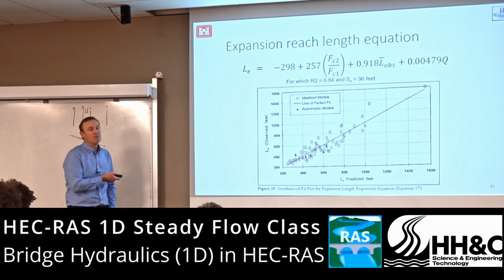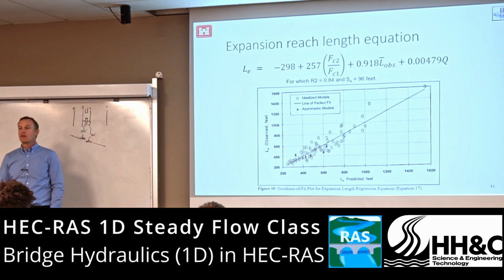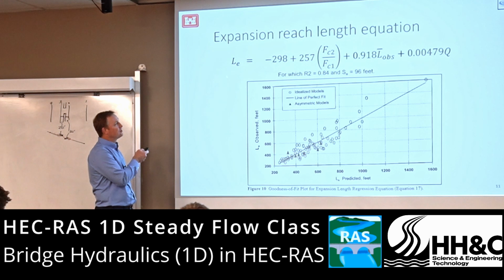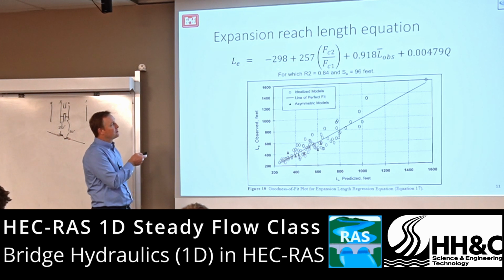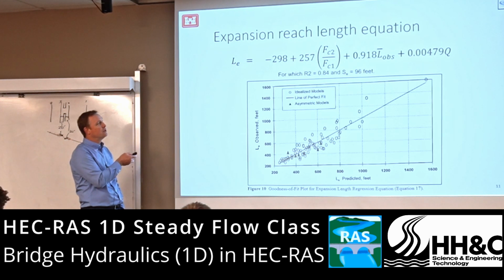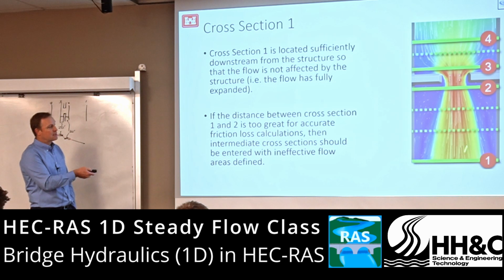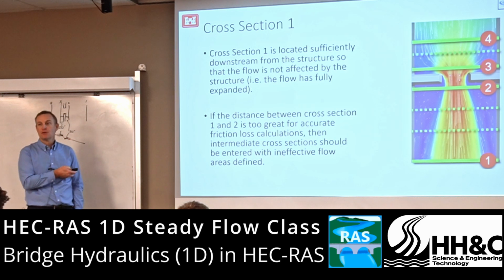If you want to be more mathematical about it, the regression equations that were developed are provided in RD42, and you can see that the length of the expansion zone is based on this regression equation. If you need an estimate, it's based on the Froude number in cross-section 1 and 2. Okay, so what does that tell you? This expansion length is based on the ratio of the velocities at cross-section 1 and cross-section 2, which makes sense, right?